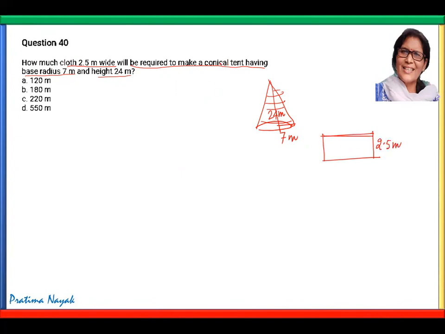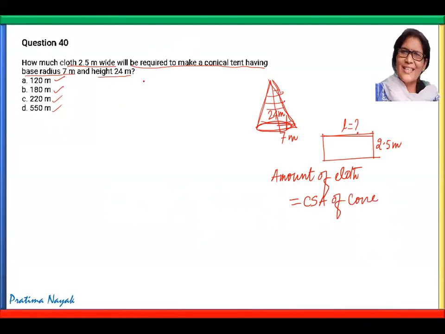You have to find how much cloth. That means what is the length of the cloth. The options are 120 meter, 180 meter, 220 meter, 550 meter. So let us find first how much cloth will be needed. So here the amount of cloth is same as your curved surface area of cone.